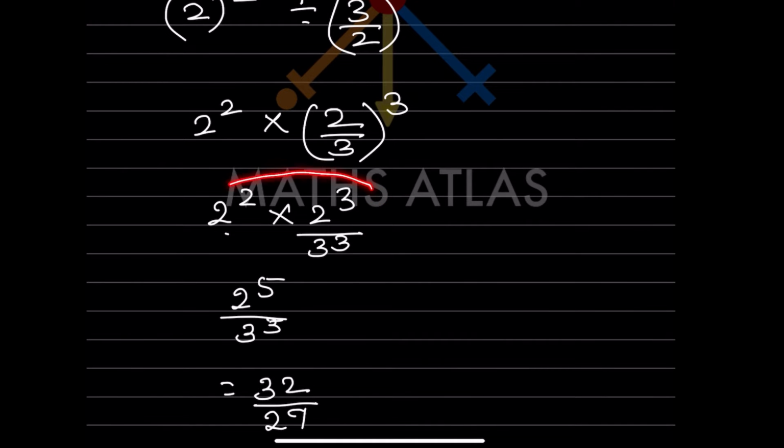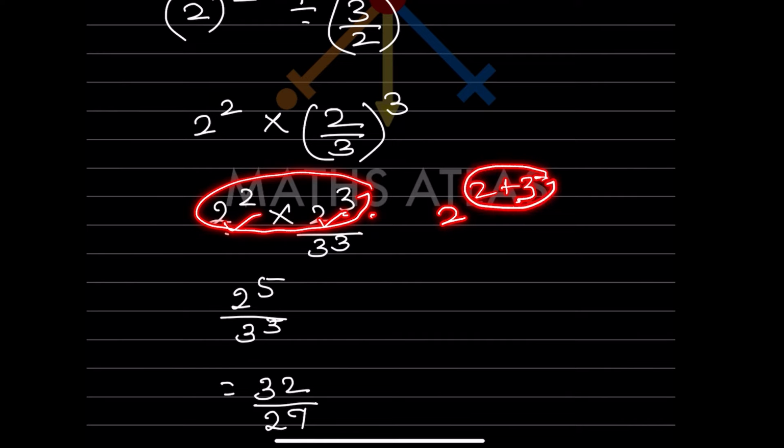That is what is written here. Now we can bring this together, because we can see the base is the same, so we can write here 2 raised to 2 plus 3, because you know a raised to m into a raised to n is a raised to m plus n. So we are going to follow that rule. So that is going to be 2 raised to 5, and here is 3 raised to 3.